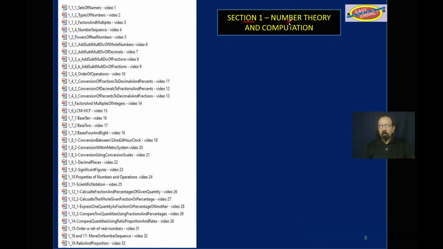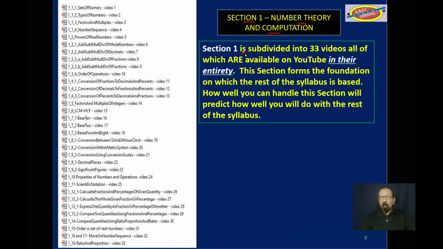Still on section 1, number theory and computation, I have divided this section 1 into 33 videos, and they are all available on YouTube in their entirety, as I said before. But this was done specifically as section 1 forms the foundation on which the rest of the syllabus is based. How well you can handle section 1 will predict how well you will be able to do the rest of the syllabus. If you're having problems with these, you will not be able to do the rest of the syllabus well.